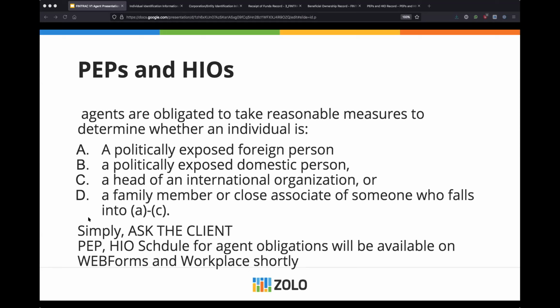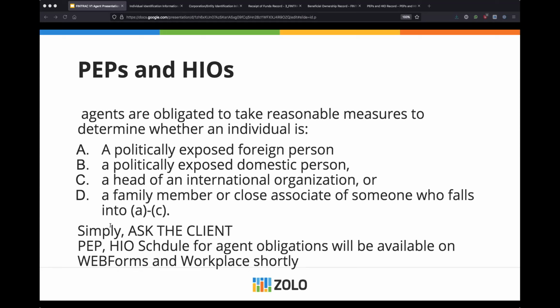On a more domestic level, this could also include a member of the Senate or House of Commons, a member of legislature, deputy minister, counselor or ambassador, president of a corporation that is wholly owned directly by Her Majesty in right of Canada, head of a government agency in a province, judge of an appellate court in a province, Supreme Court of Canada, leader of a political party represented in a legislature, and all the way down to a mayor.